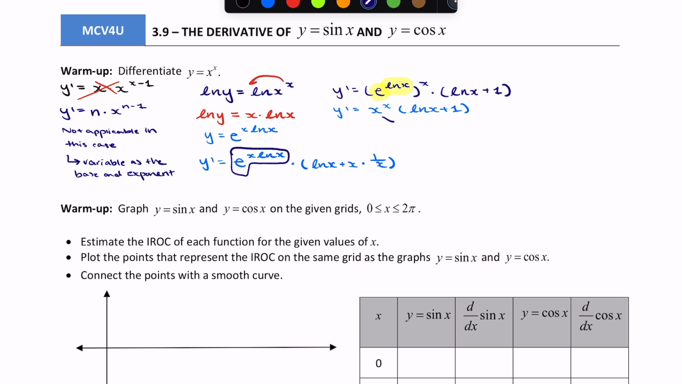And if we multiply in, we'll get x to the power of x ln x plus x to the power of x.